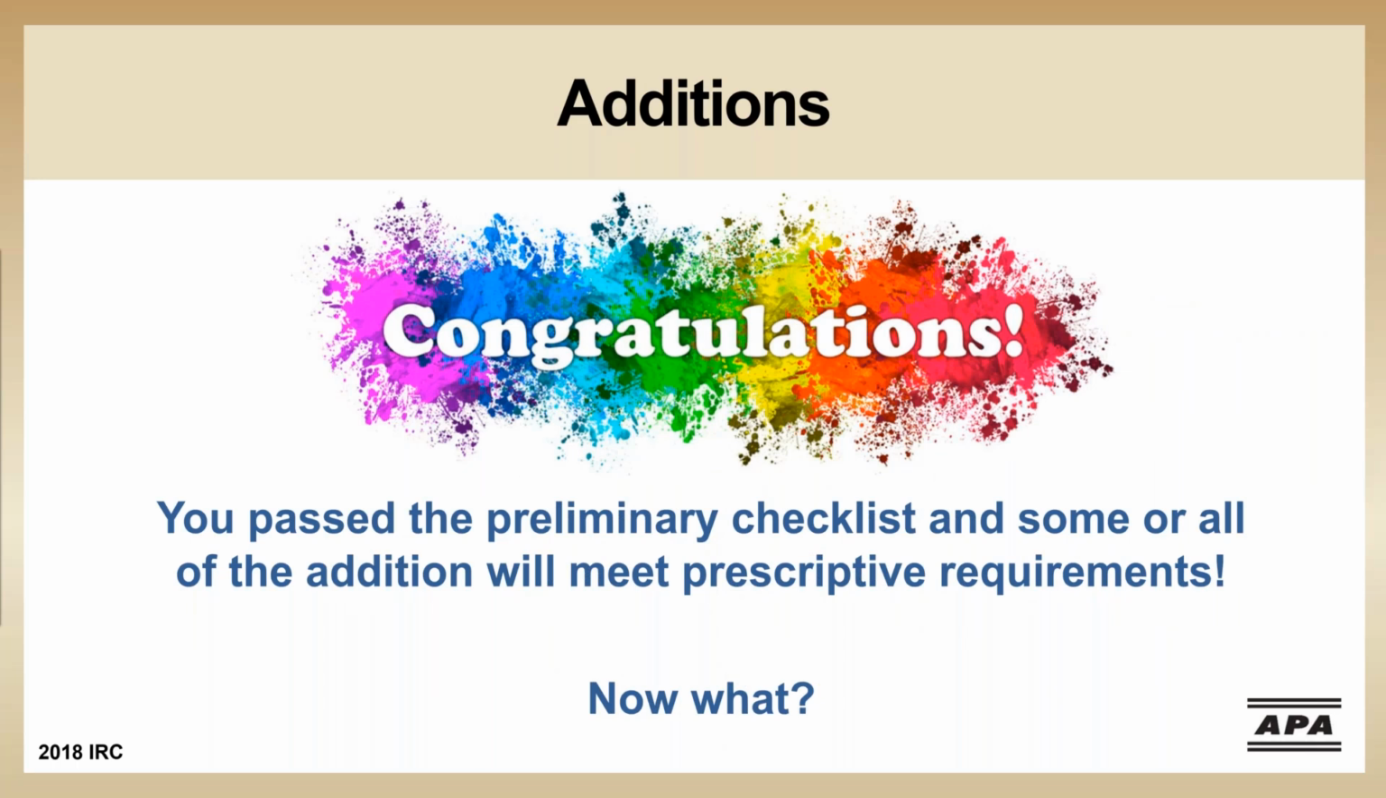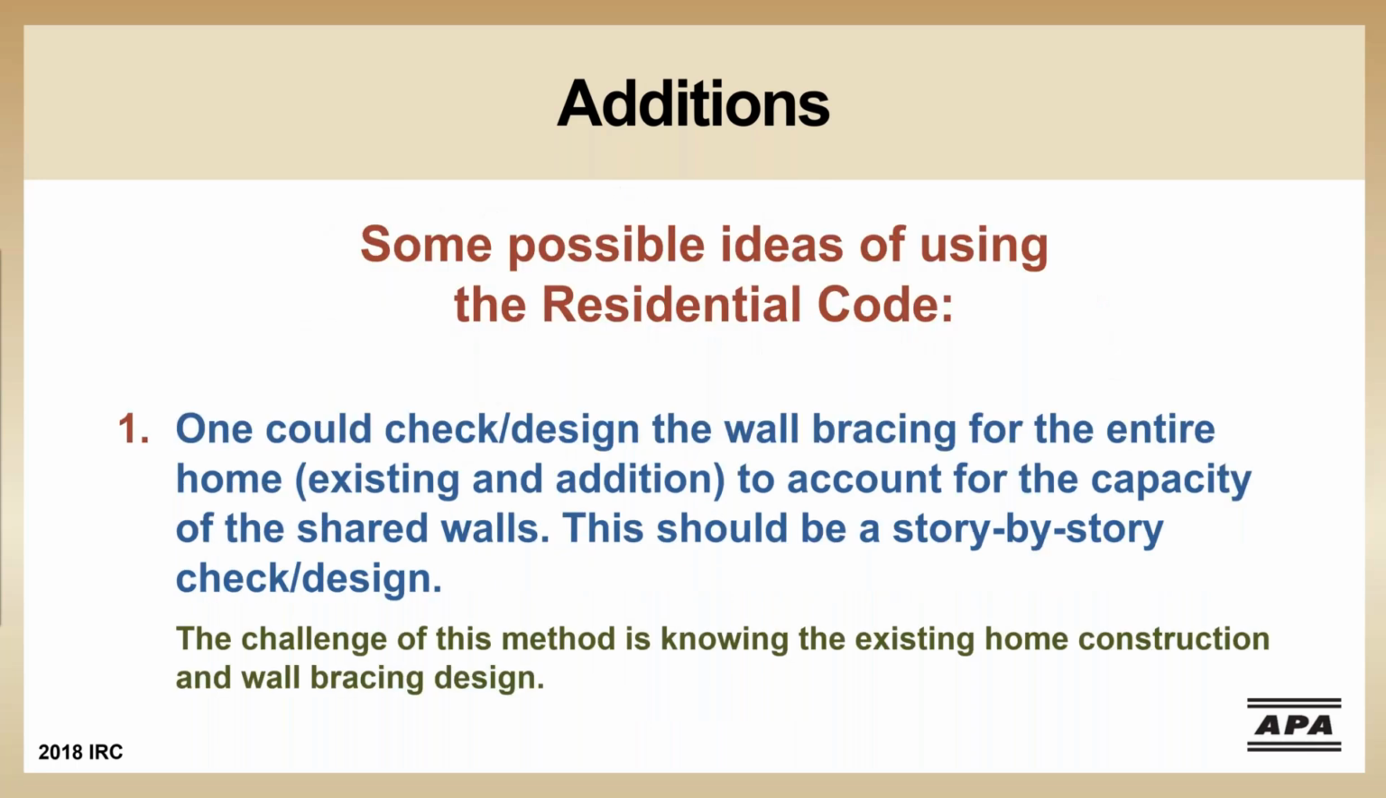So you've done a preliminary check, and you've done any preliminary local code reviews, and you've found out that you're ensuring compliance. So now what? Let's run through some possible ideas of using the residential code to calculate the required braced wall panels on home additions. Let's begin by combining the addition with the existing house and designing the wall bracing for the whole structure. Specifically account for the braced wall requirements at any shared walls. Create braced wall lines which include the whole structure, both existing and new.